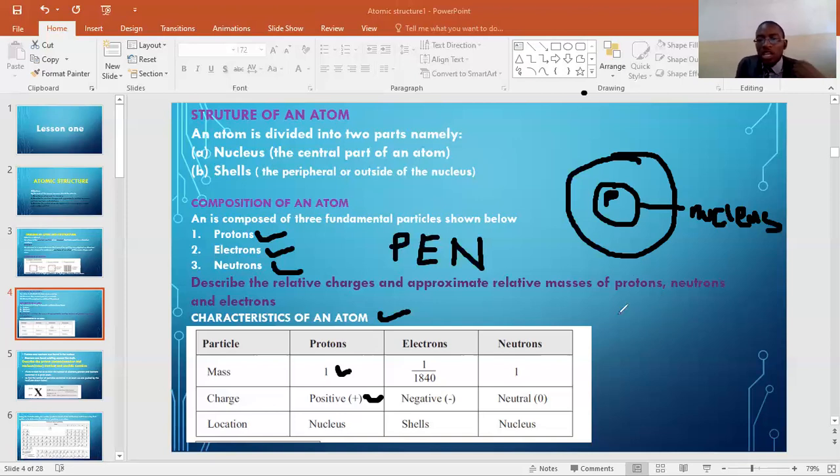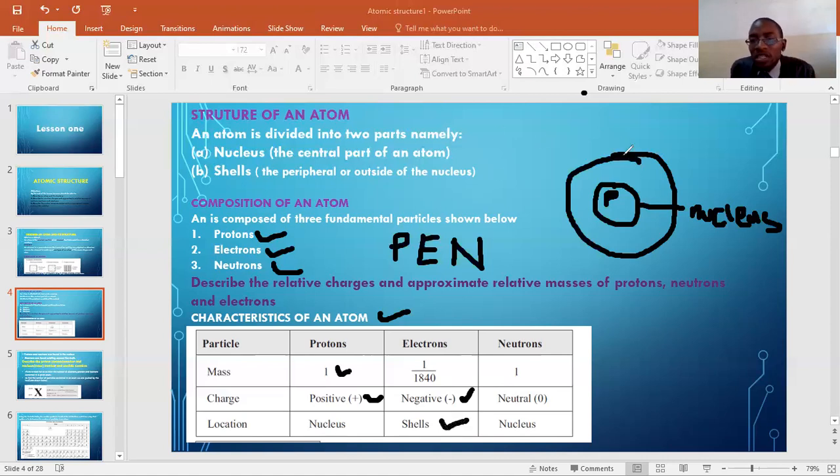That is a proton. Electrons have a mass of 1 divided by 1840. This is a very infinitesimally small mass, almost negligible, but it exists. So it has got a weight. That is the weight of the electron. By nature, it is negatively charged. So it is the opposite of a proton. It is negatively charged. What do you find it? You find it in the shells.